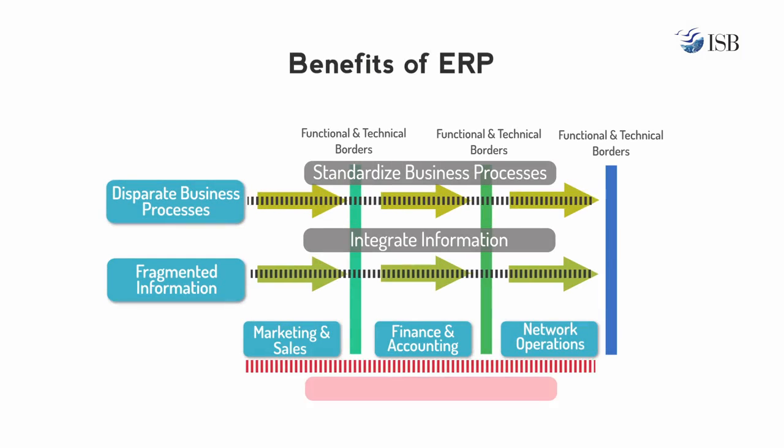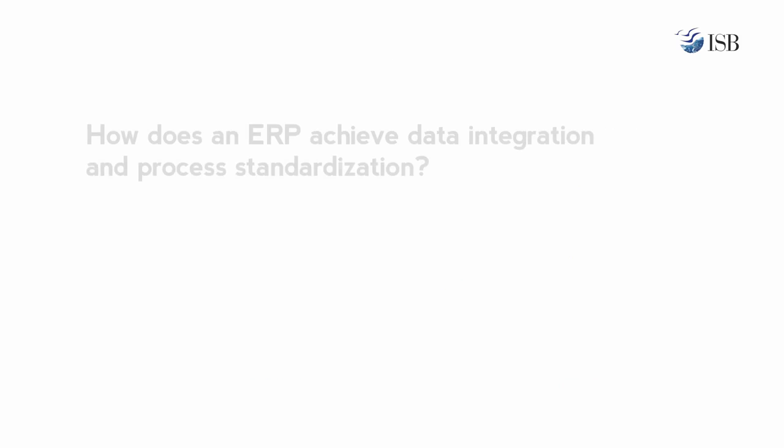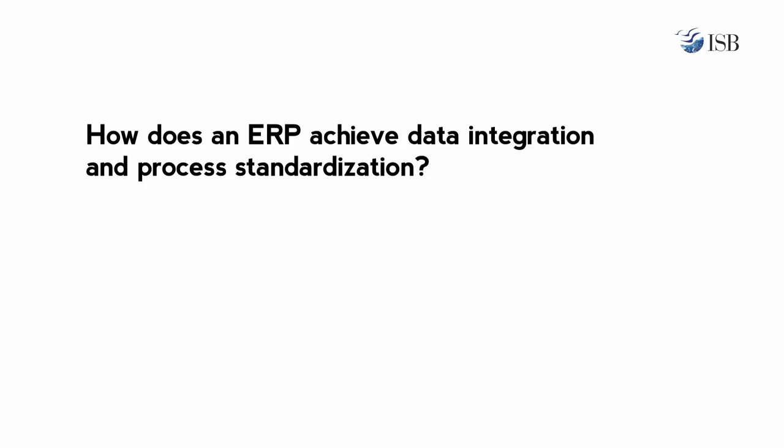A good ERP system is a technological tour de force. It integrates processes and information flows across company, functional, geographical, and technical boundaries so that there is a singular integrated view of important data such as customer information or business partner information across the firm. And how does an ERP achieve data integration and process standardization?